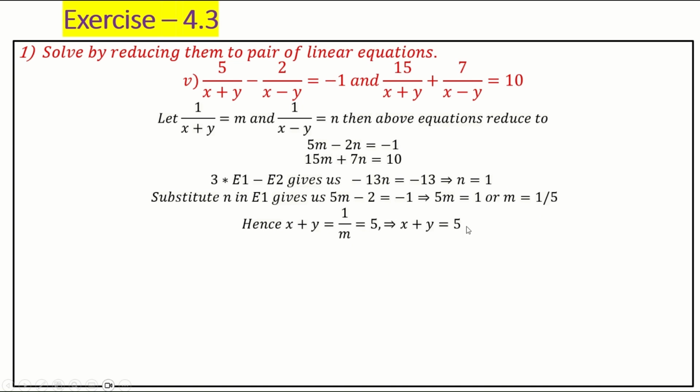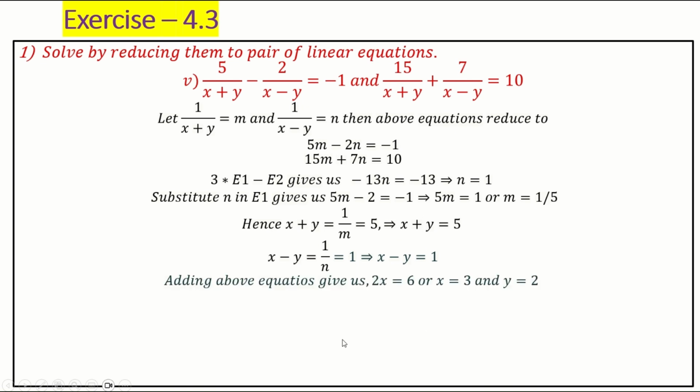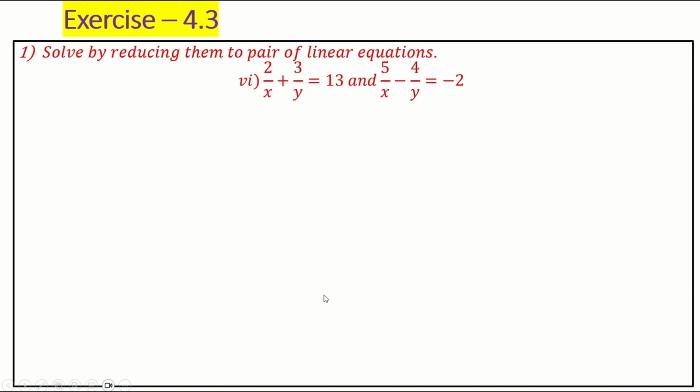So this is the second set of equations for you. And x minus y equal to 1. So x minus y equal to 1, this is the second equation. Now these two equations also you should solve to get x and y values. So 2x equal to 6 or x equal to 3 and y equal to 2. So x comma y is 3 comma 2. Again, next. Yeah, this is simple.